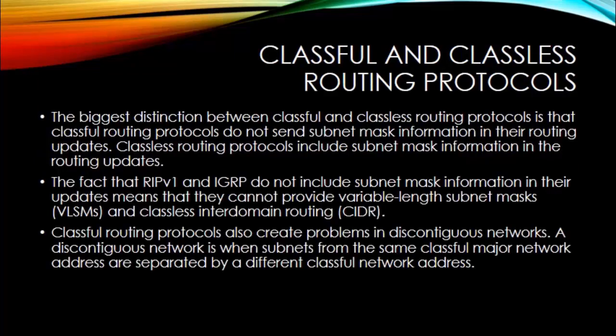Classful and classless routing protocols. The biggest distinction between classful and classless routing protocols is that the classful routing protocols do not send subnet mask information in the routing updates. Classless routing protocols include subnet mask information in the routing updates. The fact that RIP version 1 and IGRP do not include subnet mask information in their updates means that they cannot provide variable length subnet masks, VLSMs, and classless inter-domain routing, CIDR.